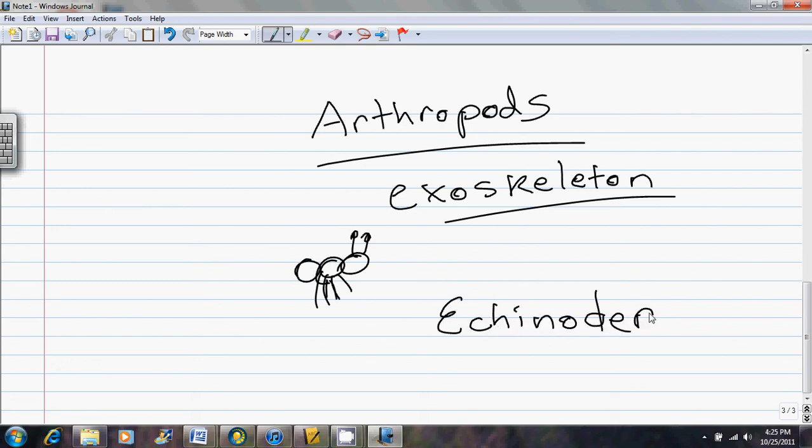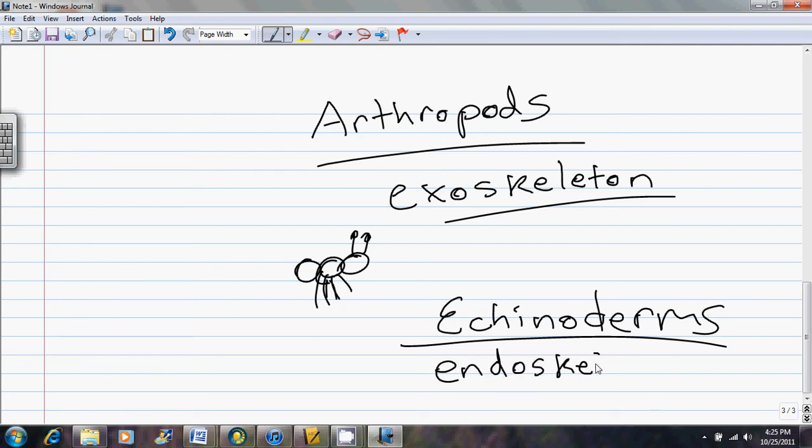And echinoderms are things that have an endoskeleton. And this means they have a skeleton on the inside. So remember, exo, exit; endo, the opposite of exit. You can do that one as long as you know exit. You'll know endo, or you think in. So endoskeleton. And these are the ones you're going to be dealing with, your sea stars, your brittle stars, your sea cucumbers, your sea urchins, anything like that.